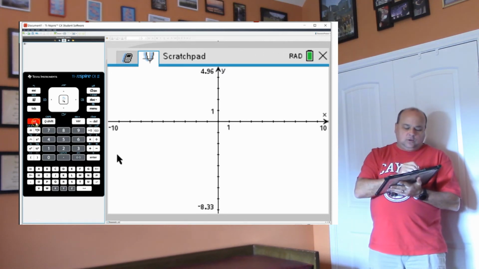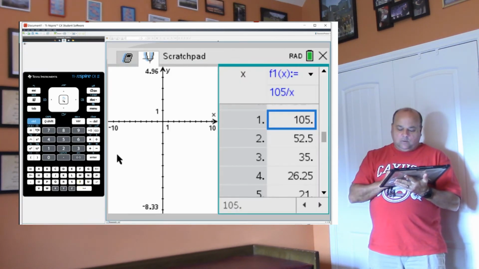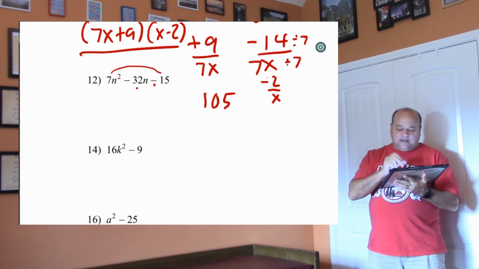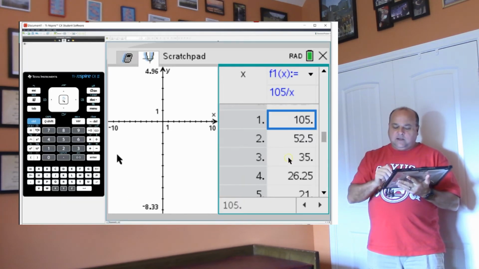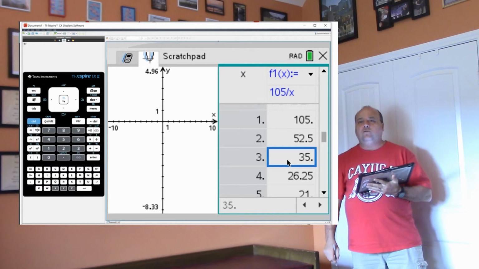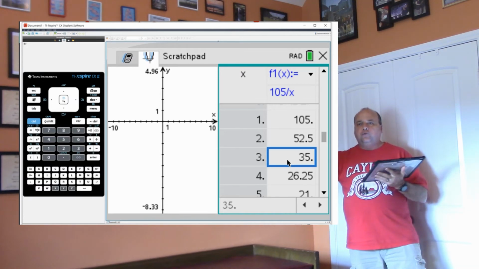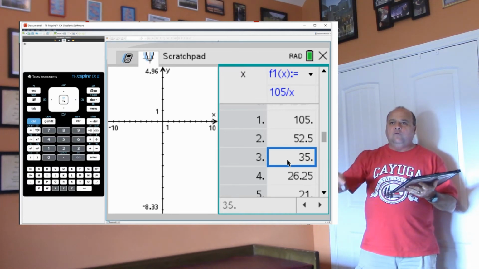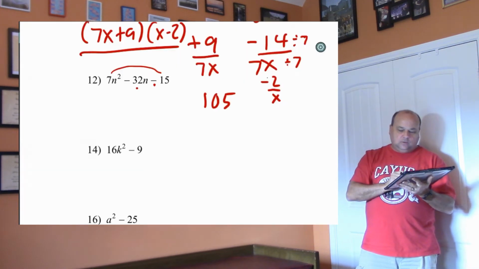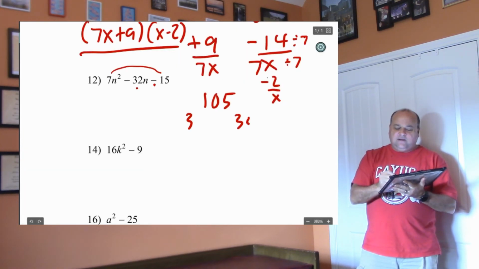Now then hit Control T. And one more time we want to subtract and get 32. Subtract and get 32. It's right there. 3 and 35, right? So 3 and 35 are going to multiply to be the 105. If I subtract, I get the 32. So I'm going to put 3 and 35 down.